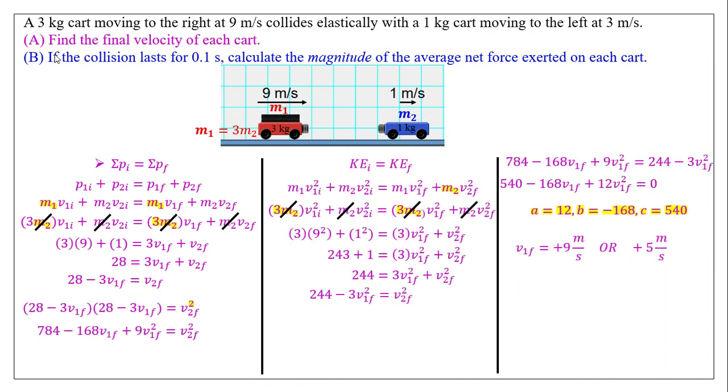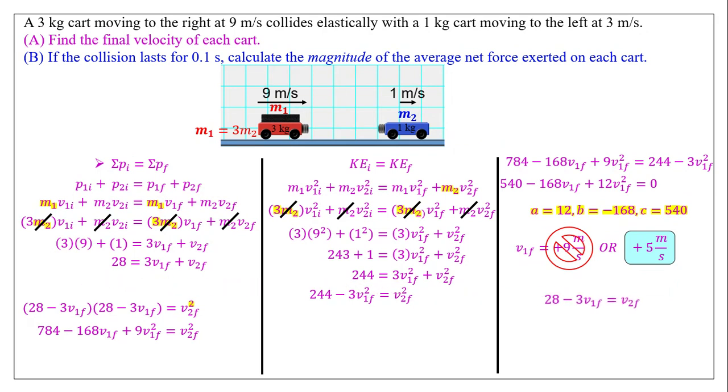Okay. All right. So if you do that correctly, you get v1f as two values. It gave us a positive 9 and a positive 5. But using common sense, you cannot pick positive 9 because it was initially moving already at 9 to the right, which means after collision, it would have to be the other velocity. So here the answer for v1f would be a positive 5 meters per second because it asks for velocity. So I include the positive sign for you.